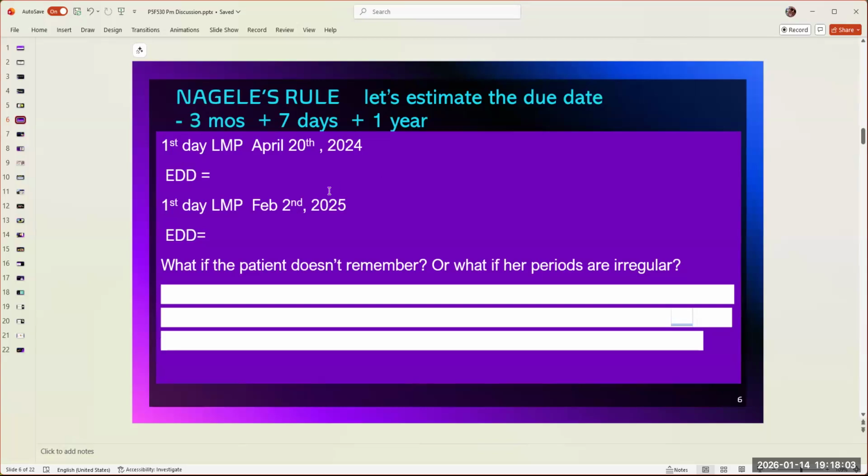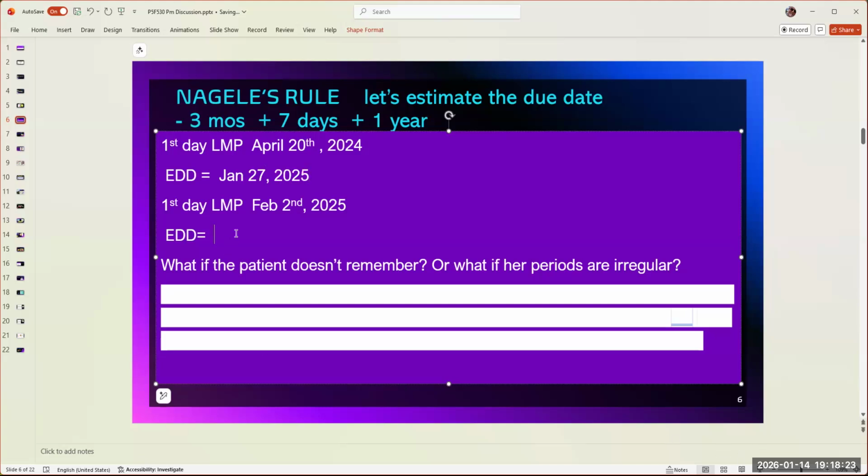January 27th, 2025. January 27th. Okay, so we went back 3 months and we added 7 days to the 20th, and then we have to add a year to 2024. So 2025. Yes. Okay.